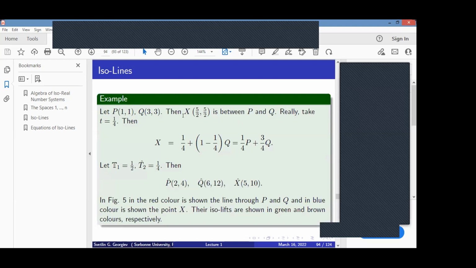Now we give an example. We take two points P and Q and the real point X. This real point is between P and Q. Then their isolift is given in this way, and the isolift is again between \hat{P} and \hat{Q}.